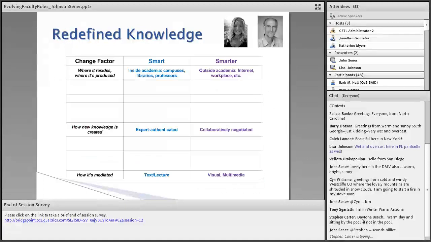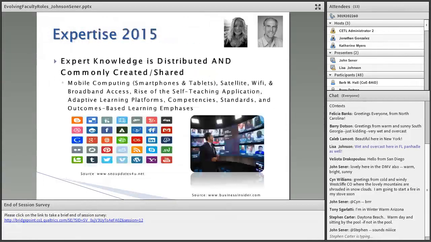Go ahead, John. Yes, actually, before you go on to the next slide, let's go back to this one for a second. I wanted to make a couple comments. And one is that the slide on the right reminds me of a TED Talk I heard recently.